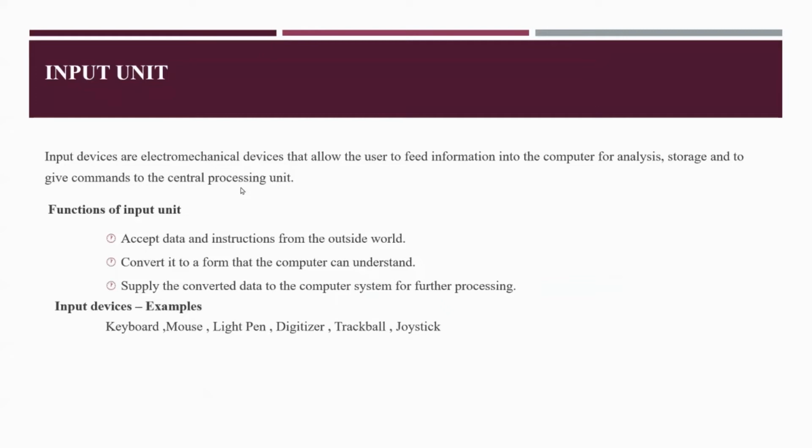Basically this input unit performs 3 main functions. First, it will accept the data from the input devices, which can be data or instructions, from the outside world. Second, the data that has been accepted by the input device may not be understandable for the computer, so you need to convert the input data into a form that is understandable for the computer. Third, this converted data has to be given to the CPU for the computation purpose. So these are the 3 important functions of an input unit.